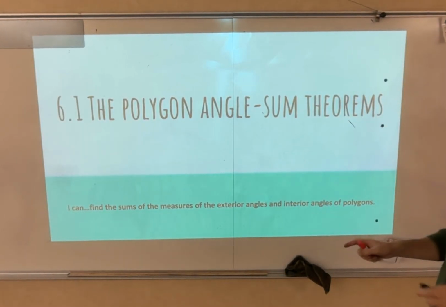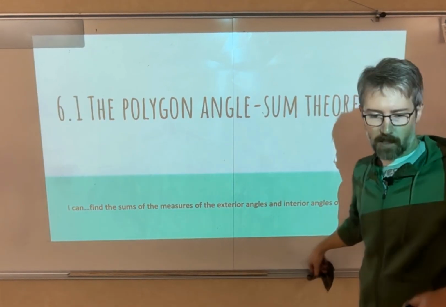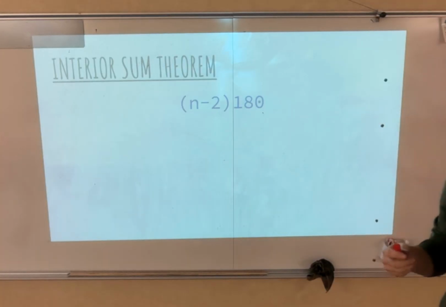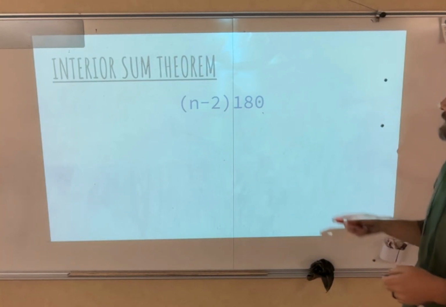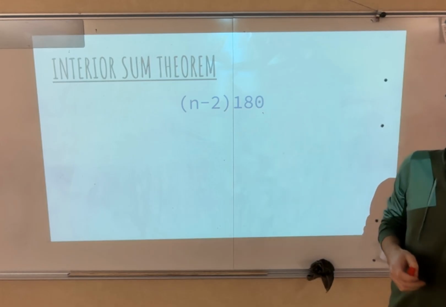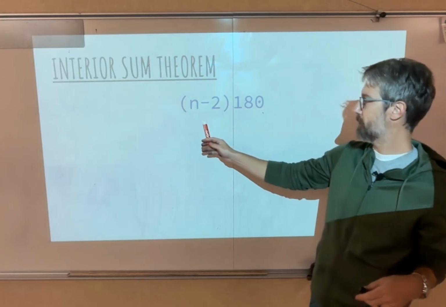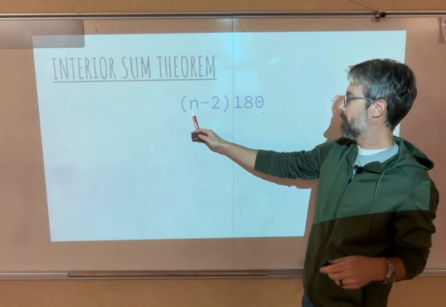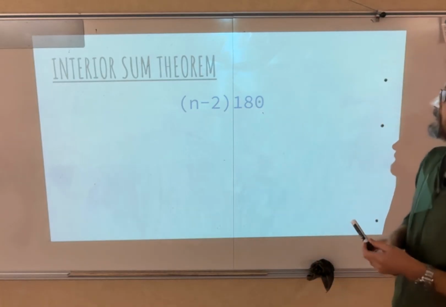In this video, we're going to be focused on interior angles of polygons. All right, so our interior sum theorem. Unlike exterior sums, which always add up to 360, interior sums have a little bit of a formula because it's different for each polygon, and it depends on the number of sides. Your n value here is the number of sides, the number of angles. This is how you figure out what the interior sum is.